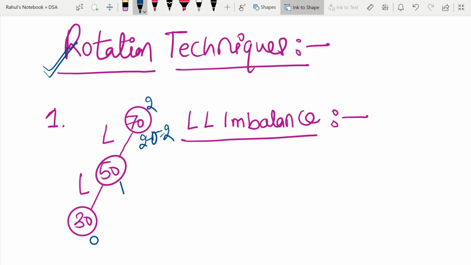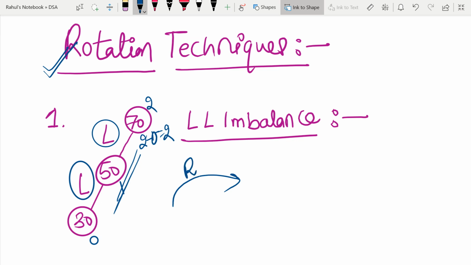Why is it not an AVL tree? Because of LL imbalance. LL imbalance is left imbalance, because both are on the left side. So how to convert LL imbalance into an AVL tree? It is a rotation technique. In this rotation technique, we just need to take a right rotation.